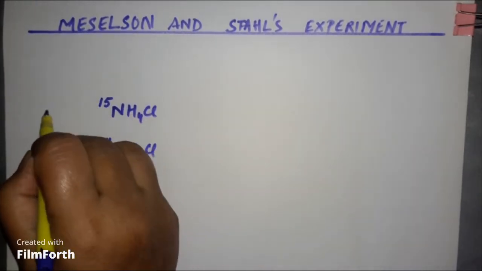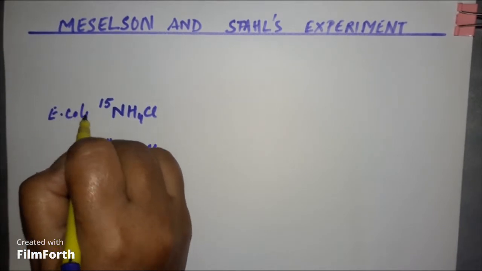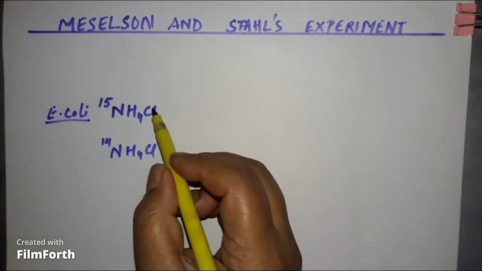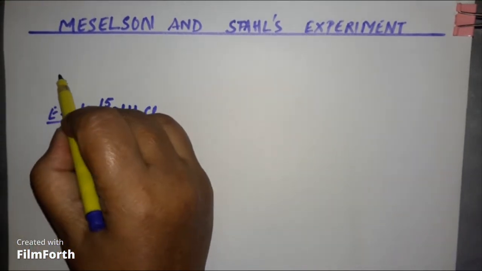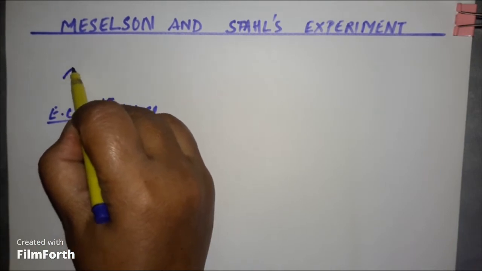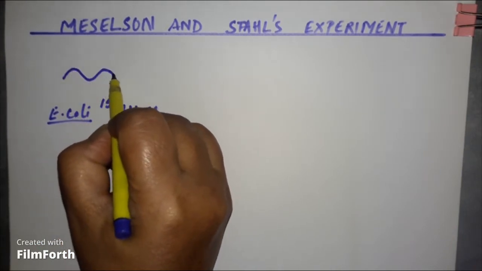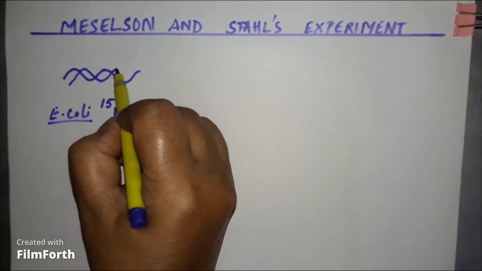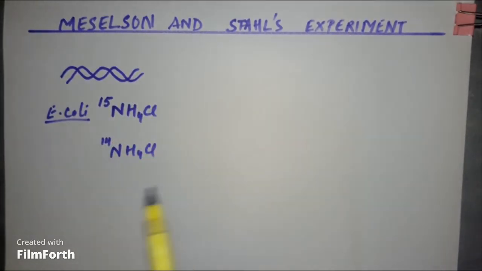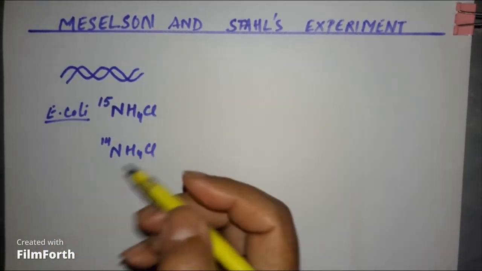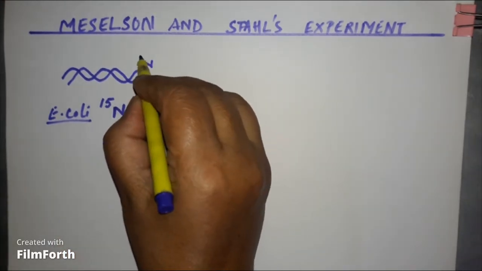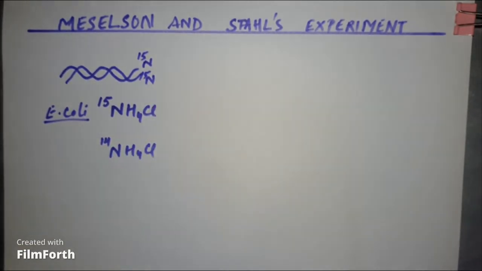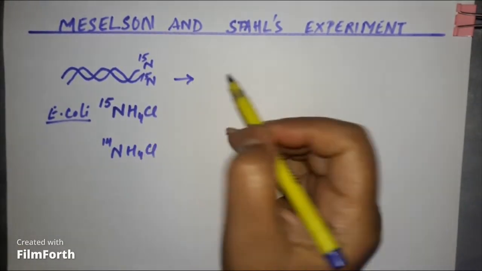They cultured E. coli, Escherichia coli, in a medium containing heavy ammonium chloride for many generations, so that both the strands of the DNA produced by this E. coli have this nitrogen. Nitrogen is a very important, compulsory component of DNA. So they ensured that both strands are of N15 type for many generations, 14 generations.